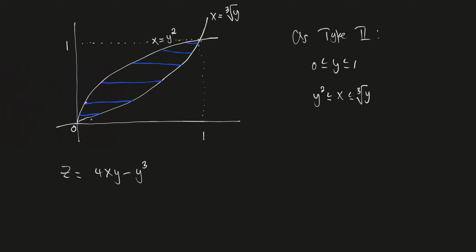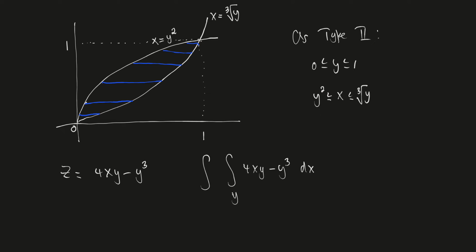It doesn't really have a nice geometric name, but it definitely is not a rectangular region. So by definition, this is how we're going to set it up. We're going to do it as a type 2. This is the function that we're going to integrate, 4xy minus y cubed. And since one of our x limits, in fact, both of our x limits are not constant, x is going to be our first variable of integration. So we're going to integrate with respect to x first.